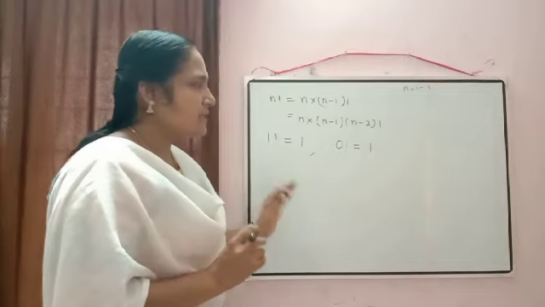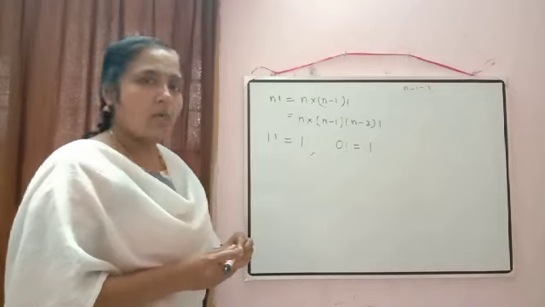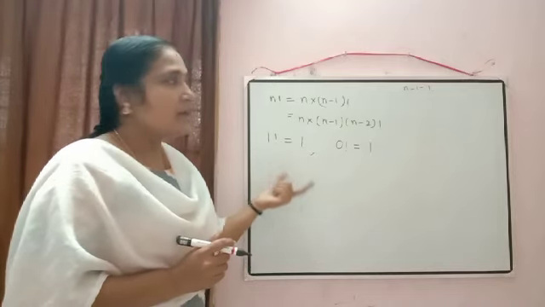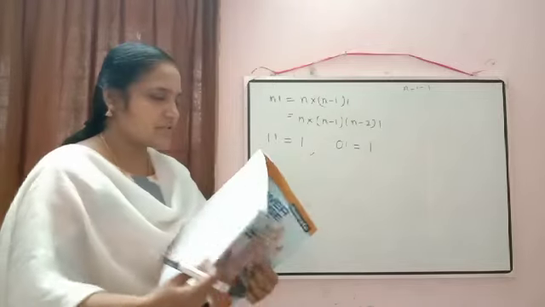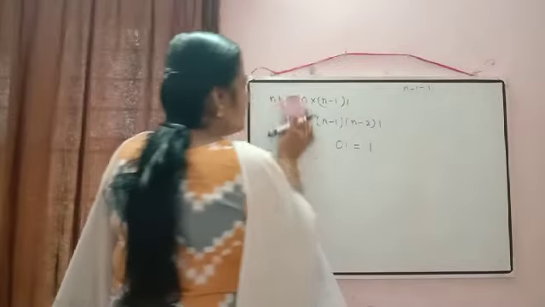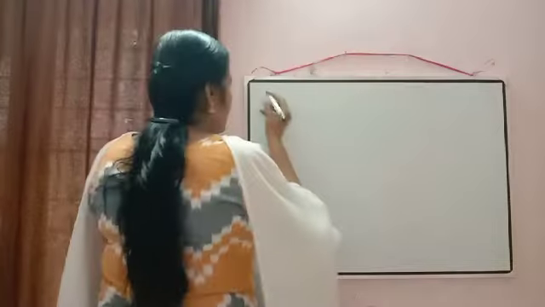So at present you just consider the value of 0 factorial as 1. So I think the concept of factorial is clear to you. Now we'll do the questions based on that. Okay. So write down the first question, evaluate.